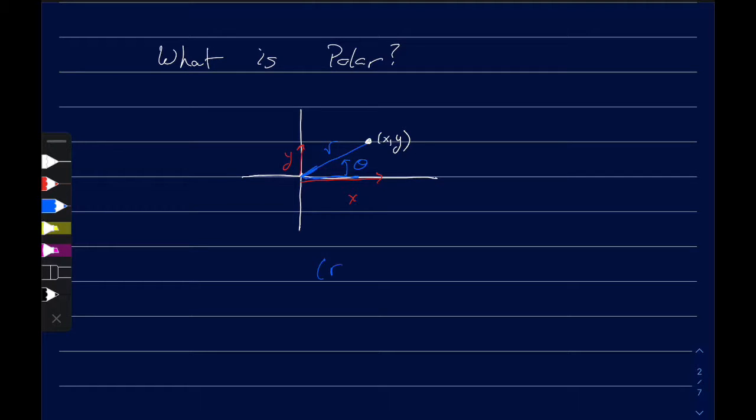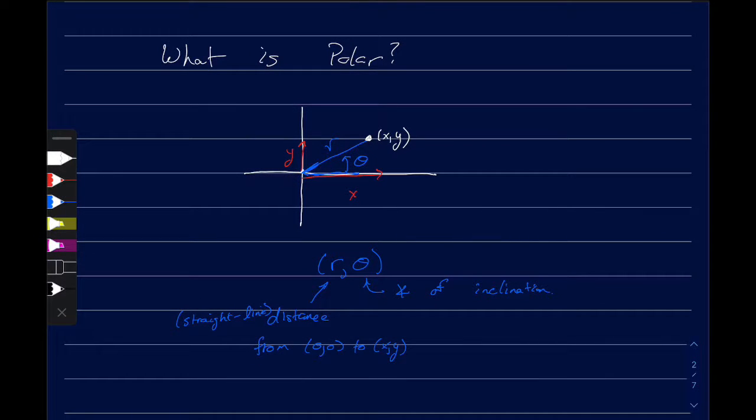So our point, or our coordinates here, are r and theta, where r is the straight line distance from the origin to our point (x, y), and theta is the angle of inclination. So we can take every point in our Cartesian coordinates and represent it as some other point in polar coordinates.